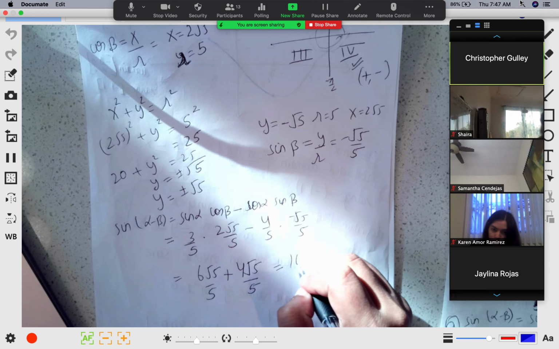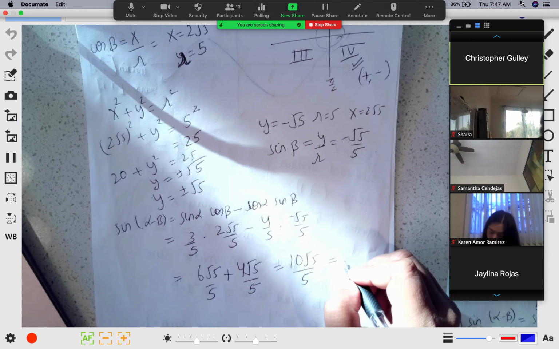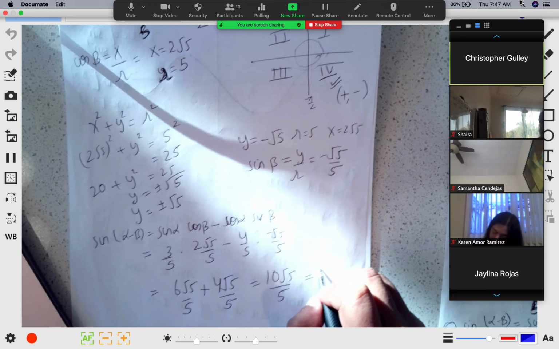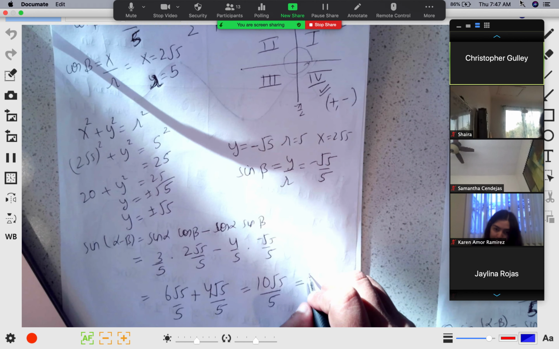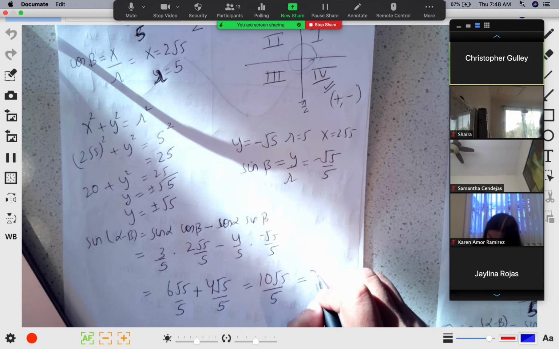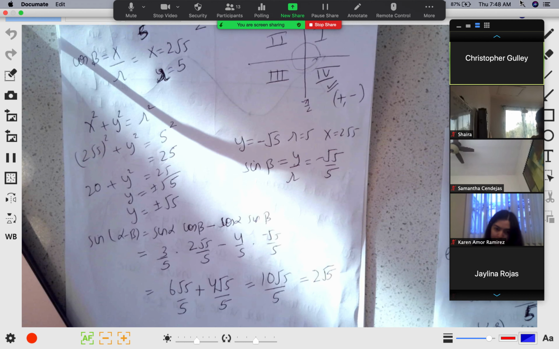Okay, can you simplify? Yeah, you're correct, which is 2 root 5. Correct. Really good, Christopher. If you get this question in your exam, it will easily be worth at least 7 to 8 marks. So make sure you know how to do these problems.